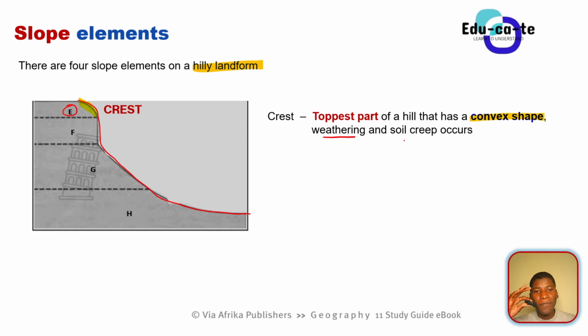And the other process that occurs at the crest, or at the top of the mountain, is soil creep. When we're talking about soil creep, we're basically talking about the soil creeping, the soil kind of moving. So basically at the top here, we have soil that is just falling and falling. It's literally as the word says.